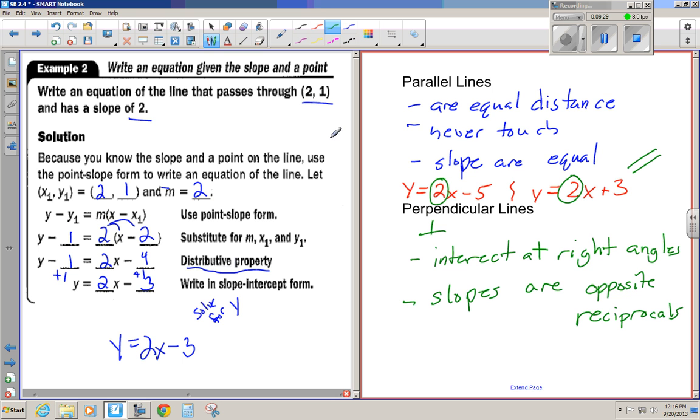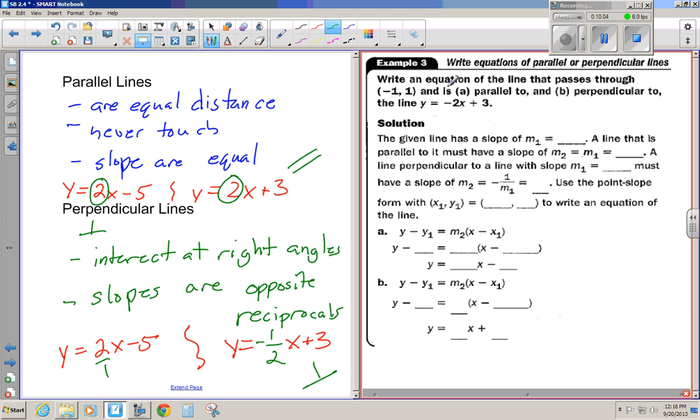So that means if we had the equation y equals 2x minus 5, a perpendicular line would be y equals, well, what is the opposite reciprocal of 2? Well, the opposite is negative, the opposite sign. And then if you took 2 over 1 and you flipped it, it would be 1/2. So the perpendicular lines have opposite reciprocal slopes.